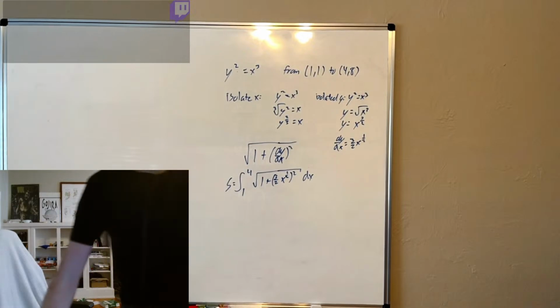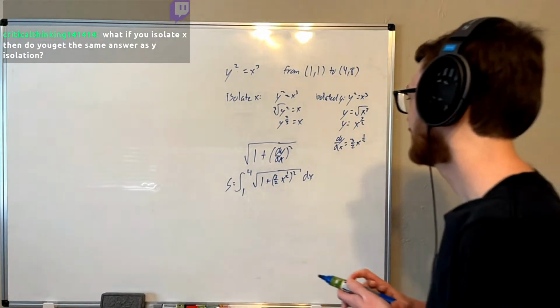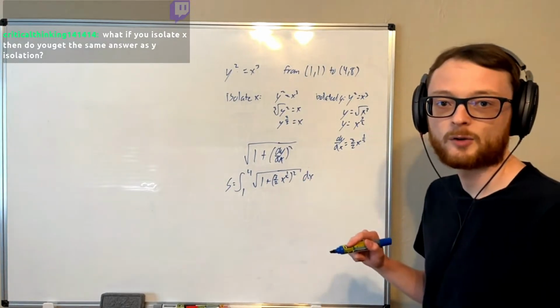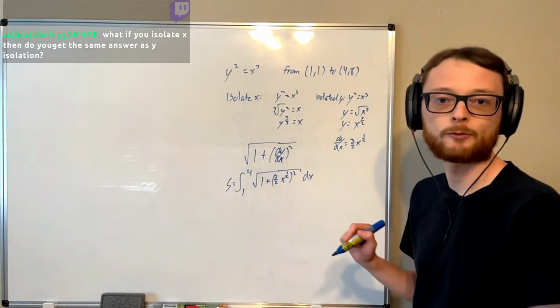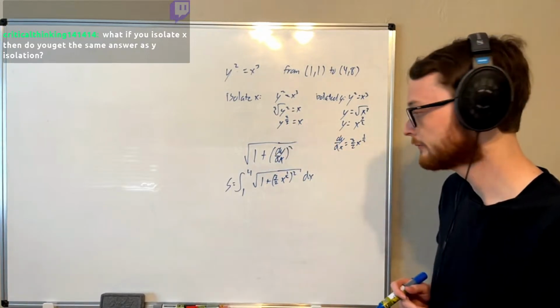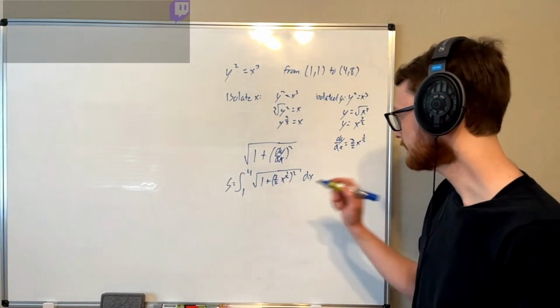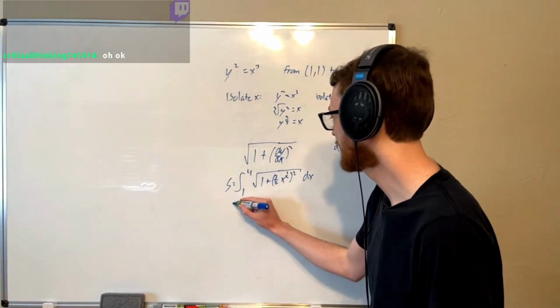Oh, I didn't bring up the camera. What if you isolate x? Do you get the same answer as y isolation? Yes, you should get the same answer. But this way, I think, is going to be easier because that squared is going to cancel with the 1/2. We can show with this as well, or show why it'll be harder, but let's follow through with the integration here first.